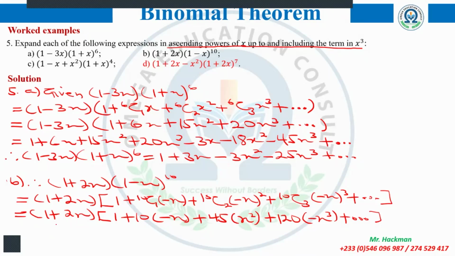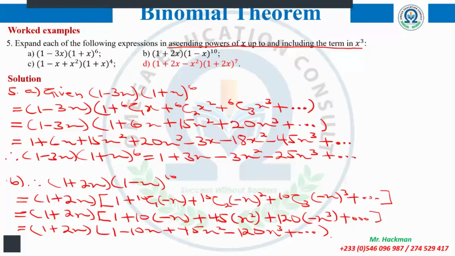So now this is going to be equal to, you keep your first factor again, 1 plus 2x. Then this time around you are going to remove the inner bracket, so the outer bracket will take the ordinary form. So it will be 1, then minus 10x, then plus 45x squared, then minus 120x cubed, then plus your ellipsis. All correct. My professors, are we fine?